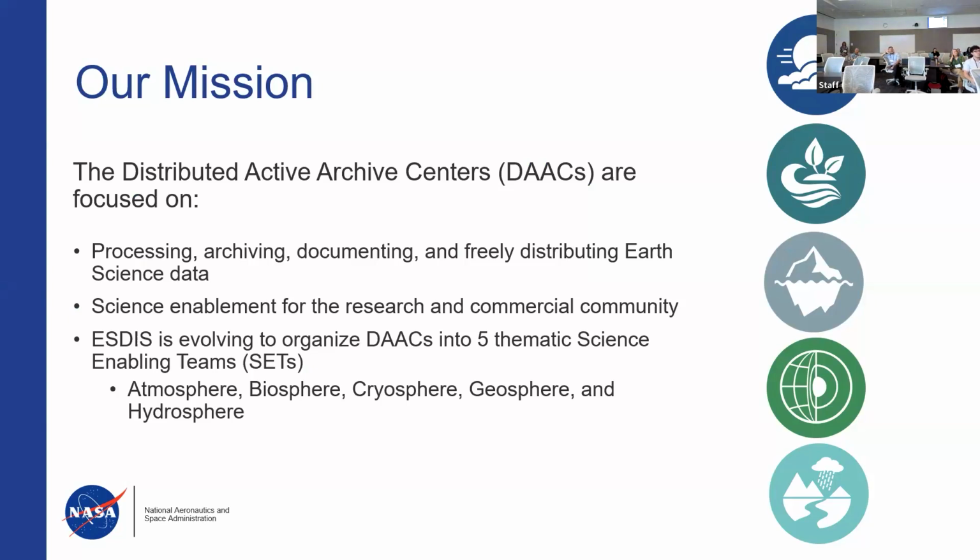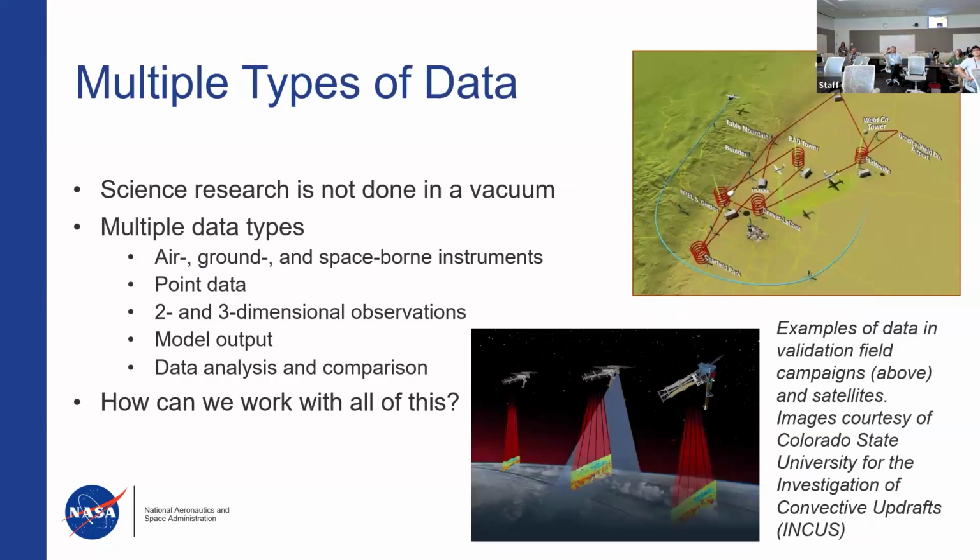Science enablement is a major component of this. We don't want to just be a curator of data. We want to help the community actually work with these data. And that is how ESDIS is going to be evolving. So right now we're known as the DACs. Over the next year or so, we're going to start evolving into the science enabling teams. And that's going to align with the 5 spheres that NASA is working with: the atmosphere, biosphere, cryosphere, geosphere, and hydrosphere. So just want to put that out there so that if you start looking for DACs, that name is moving away as we evolve into the sets.